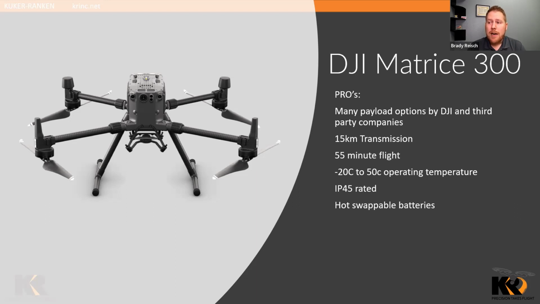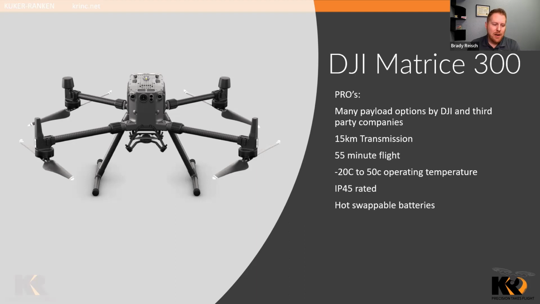The operating temperature, minus 20 to 50 degrees Celsius, is extremely high, so you can operate in almost any sort of weather condition that Mother Nature throws at you. There are many different types of payloads that you can have. This can be either a photogrammetry or a LiDAR system. There are different payloads to use speakers, spotlights. So it's very, very modular. It is IP45 rated, and it's just a workhorse. If you really need something that's enterprise level, this would be a good solution for you.